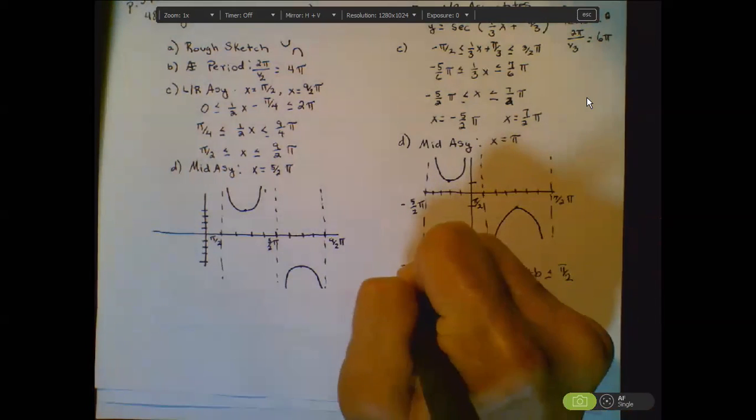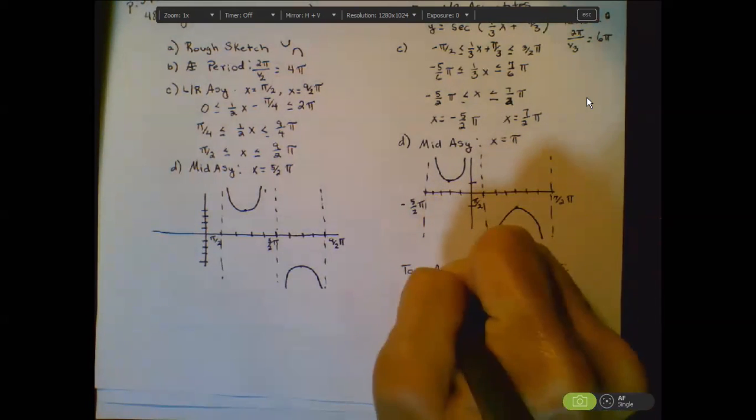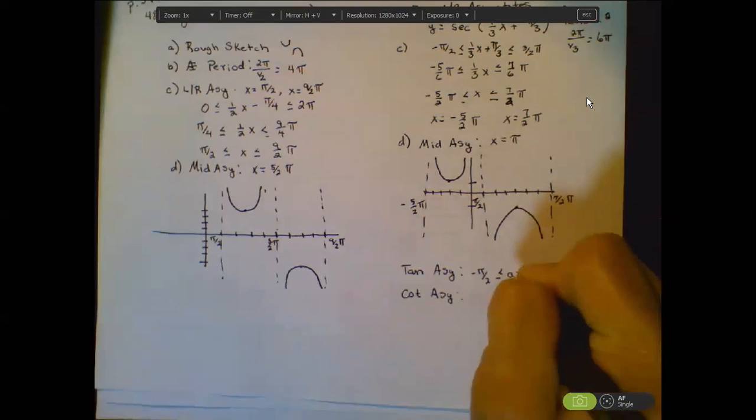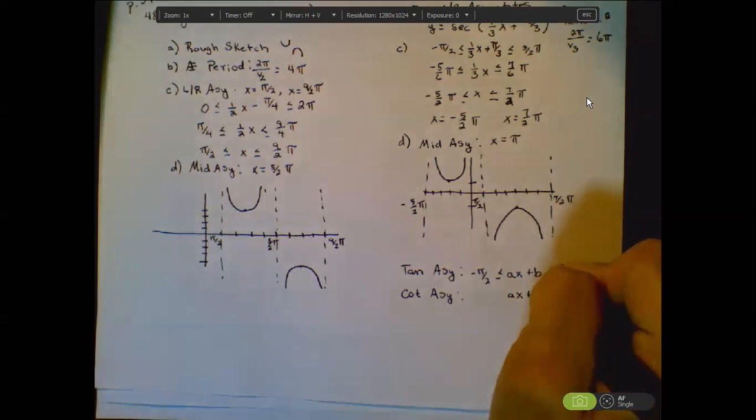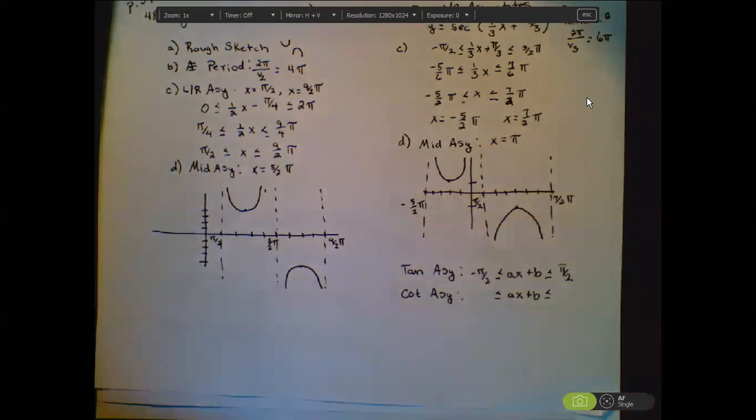And then for cotangent, a graph of cotangent that's been shifted somehow, what do you set its argument between? 0 and pi. Right.